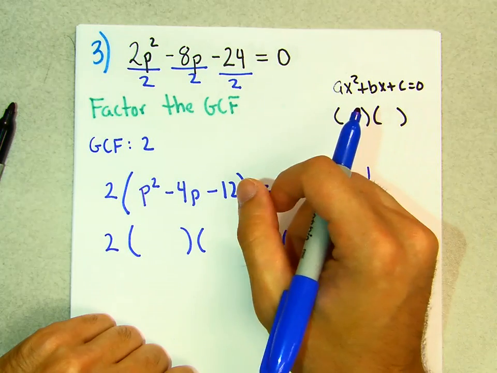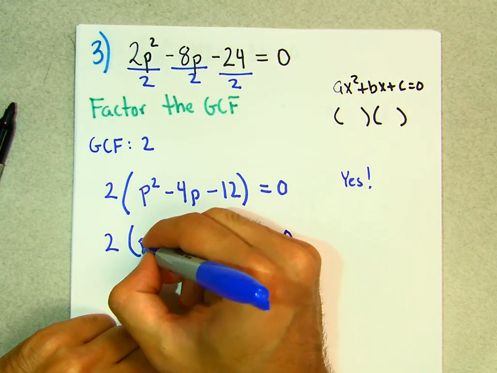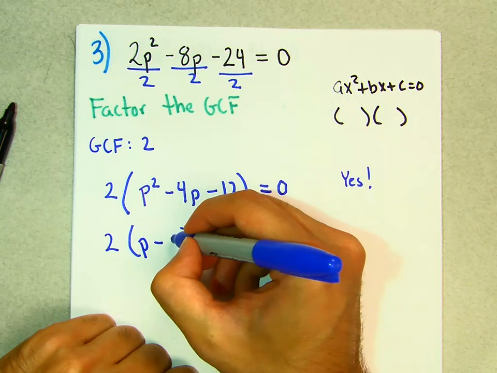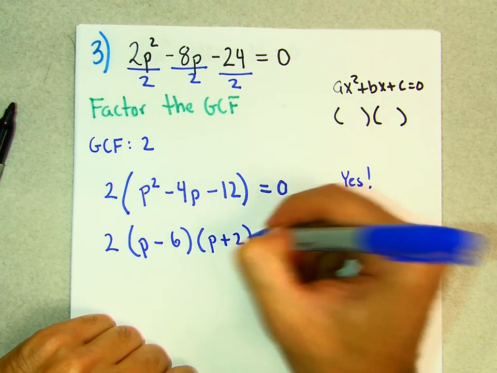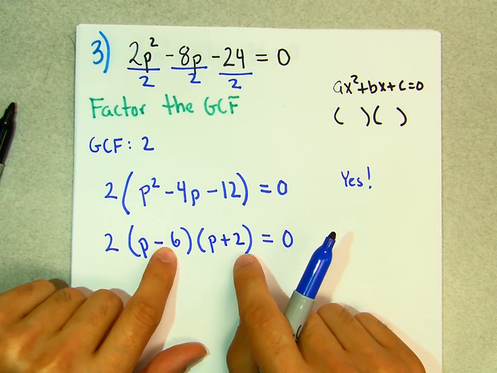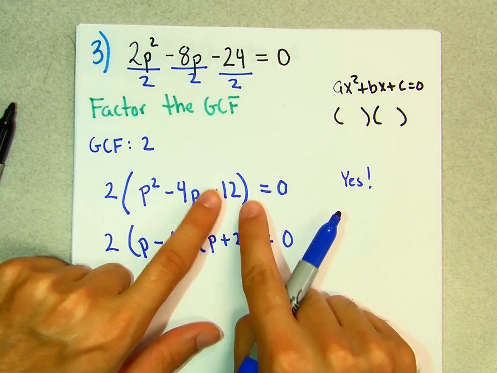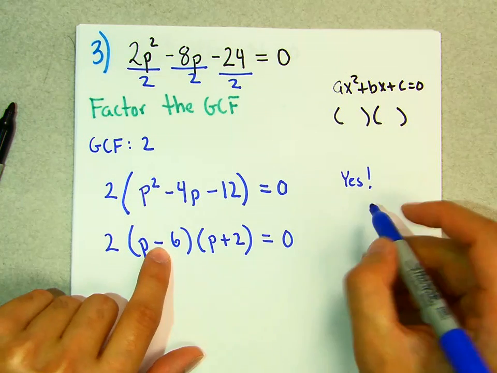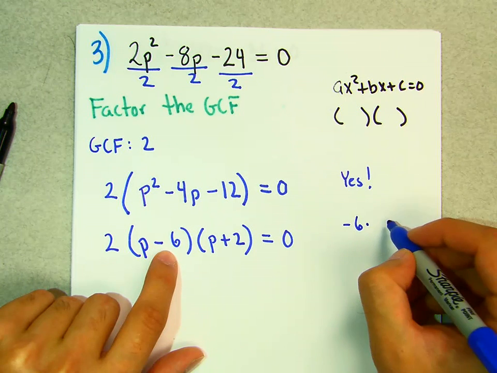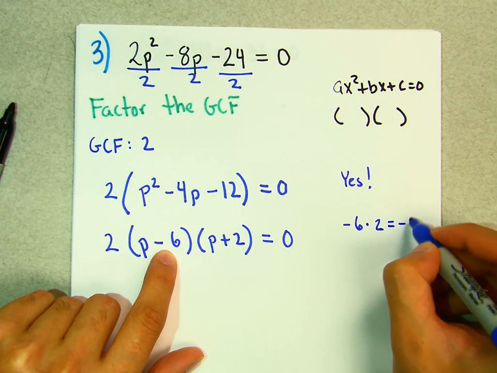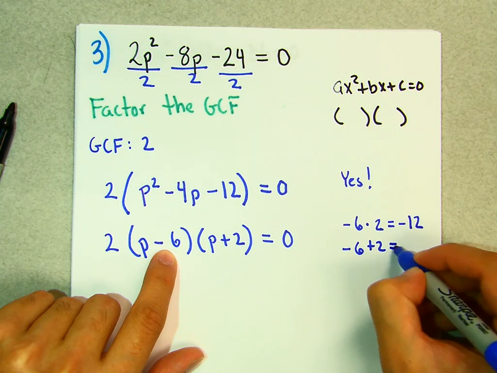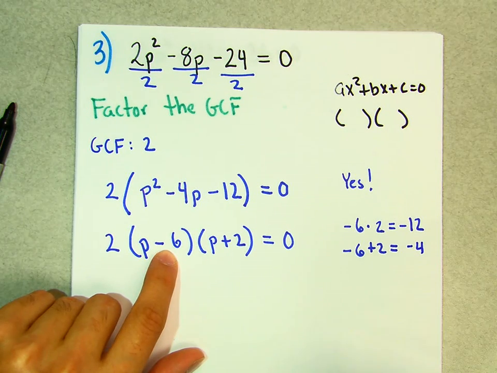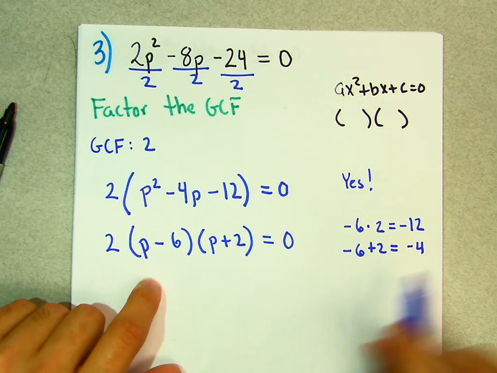Take your time. If you're here to see the video and the solution, it should be p minus 6 and p plus 2, because negative 6 times positive 2 is negative 12. You see, negative 6 times 2 is negative 12, and negative 6 plus 2 is negative 4. So this is the right combination.